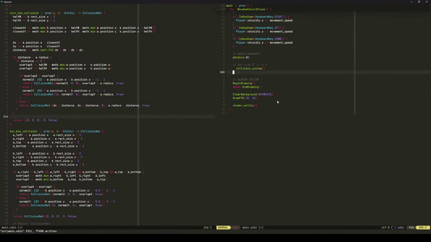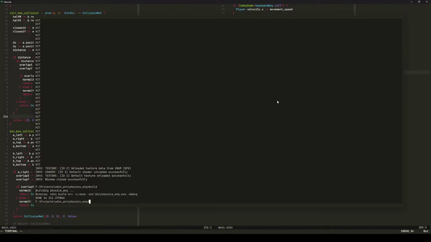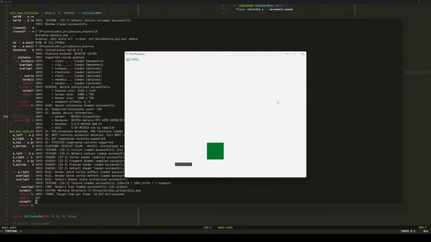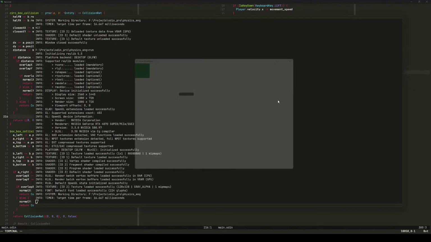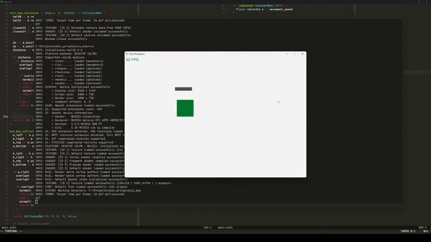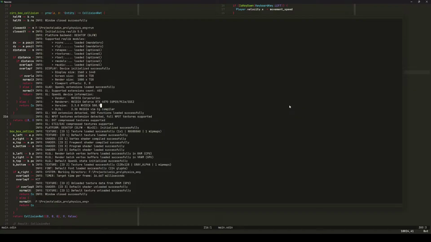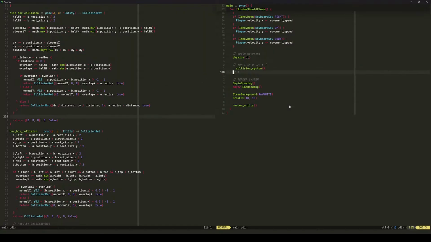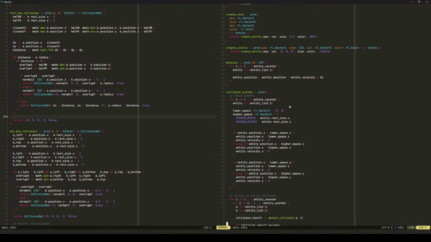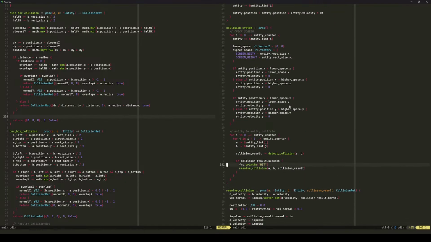Oh, if I remove this, would it work? Or would it just... Yeah, it does seem to work. It's very bouncy though. I do not like this bounciness. Buddy. Position.